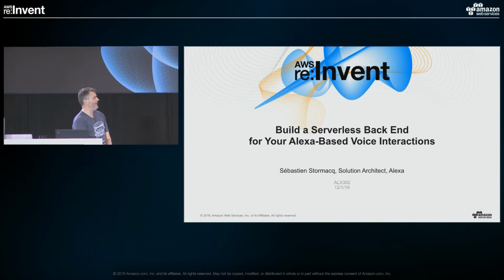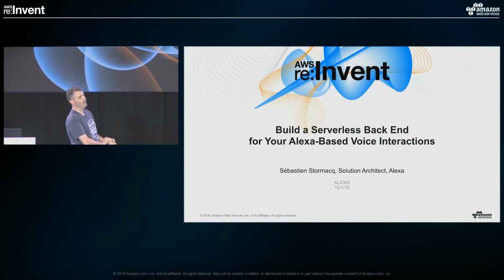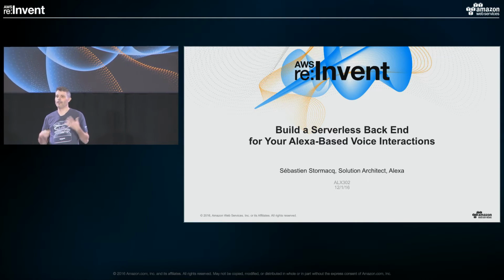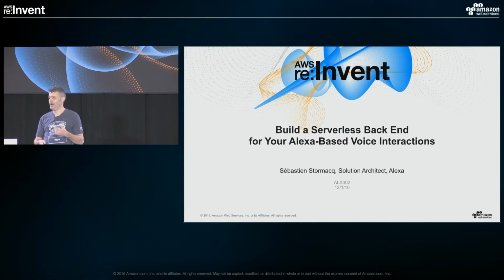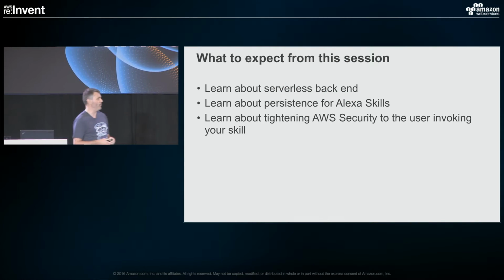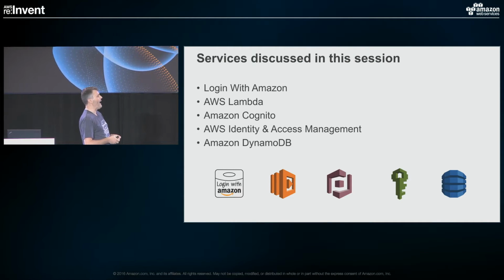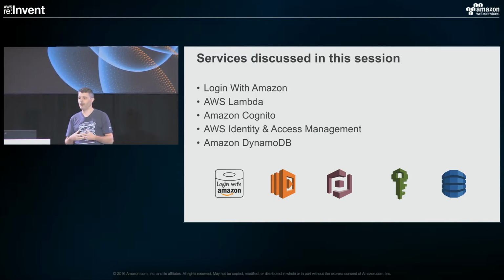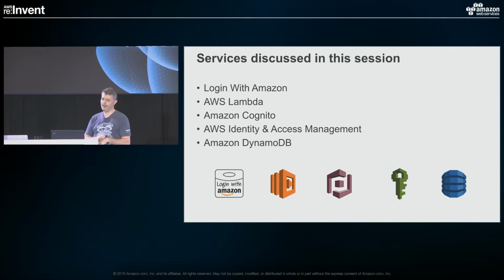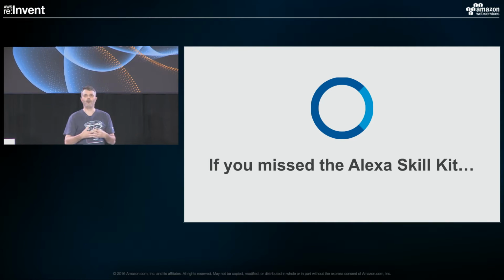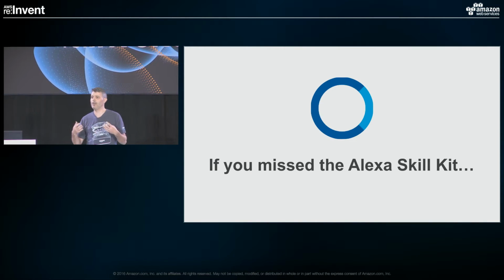So in this session, I'm going to show you how to build a serverless backend for your Alexa application. We are going to talk about serverless infrastructure, Lambda, Cognito, IAM, Login with Amazon. These are all the AWS services we are going to use to show you how to create a skill. This is a 300-level session, so I won't go through all the details of how to create a new skill from scratch, hello world.